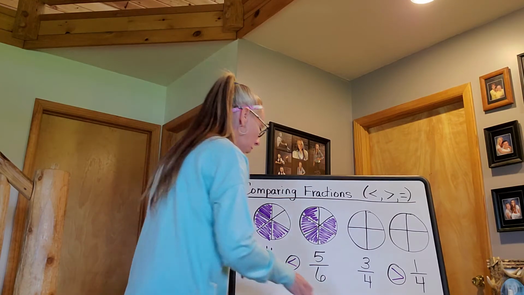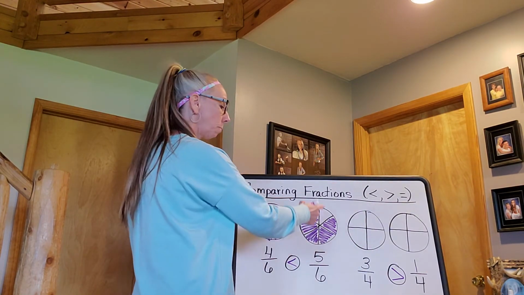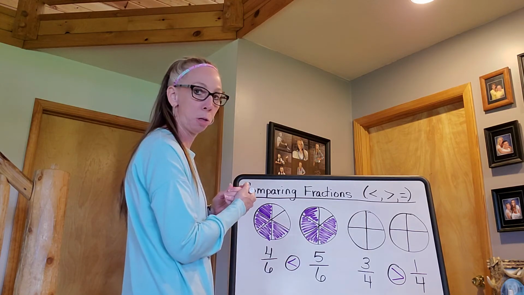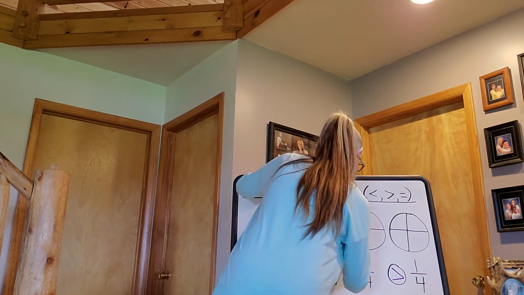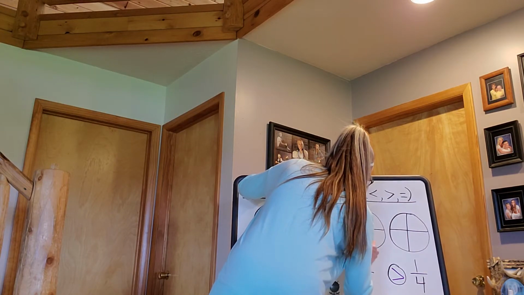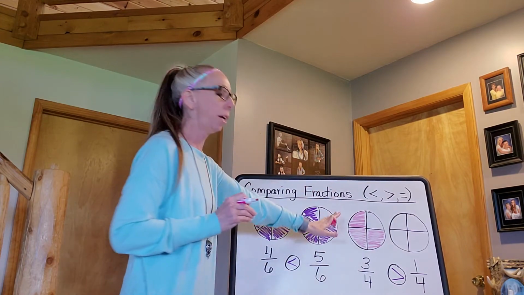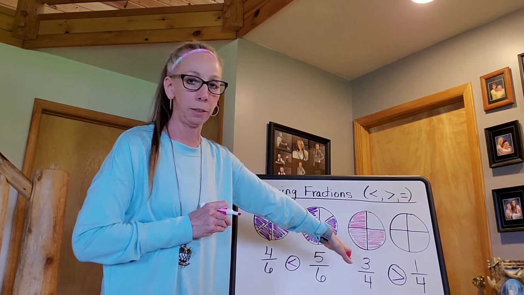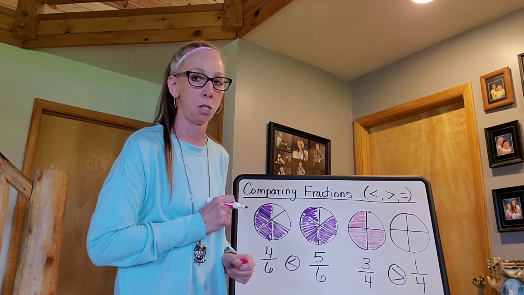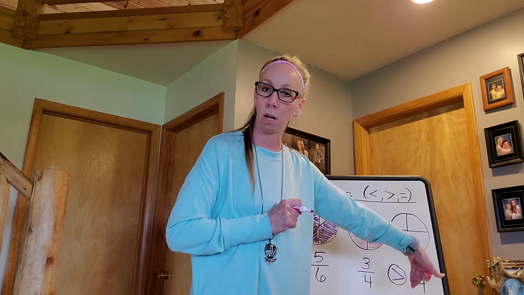So let's look at our circles. Let me choose a different color here. Let's use pink this time. So 3 out of the 4 pieces should be colored. Let's color 3 out of the 4. So 1, 2, 3. Okay, that's 3/4 of that circle colored, which is what the fraction tells us to show. The other fraction says 1/4, so let's color 1/4.